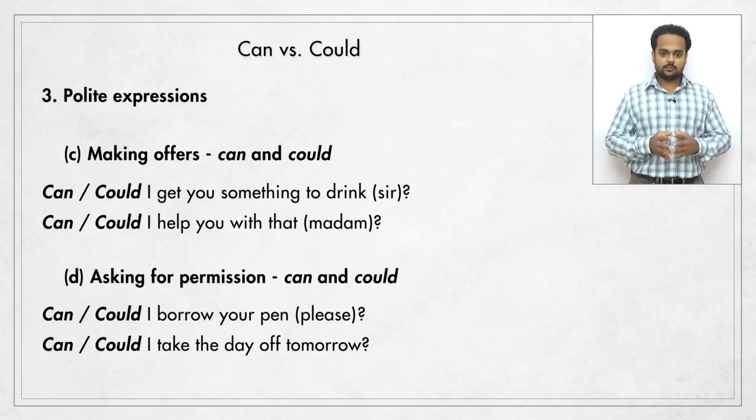Finally, the last conversational situation is when we want to ask for permission. Here are some sentences. Can I borrow your pen? Could I borrow your pen, please? Can I take the day off tomorrow? Could I take the day off tomorrow? If you're very friendly with your boss at work, you would use can, but if your boss is very strict, then you would use could.